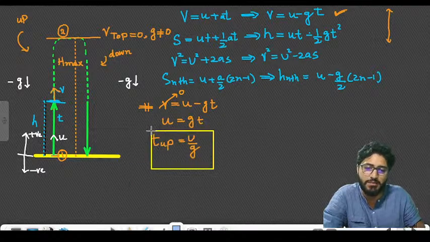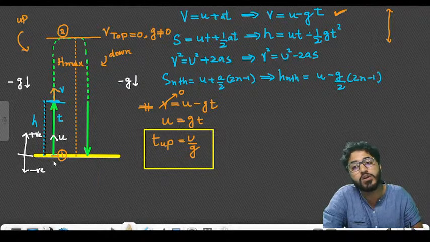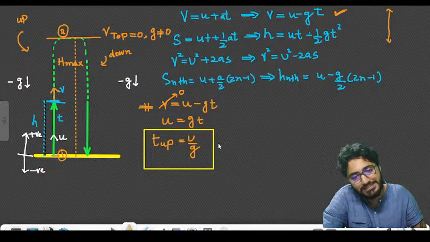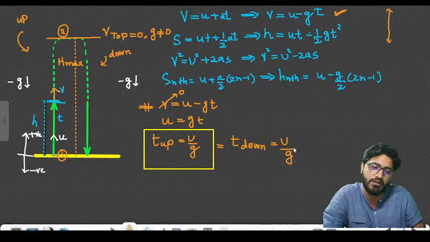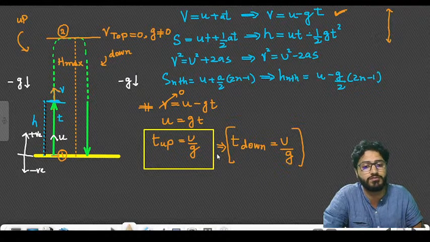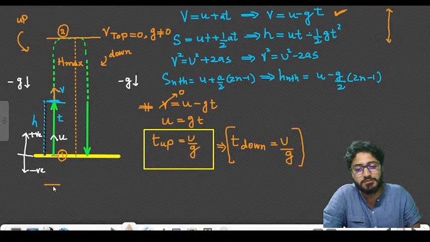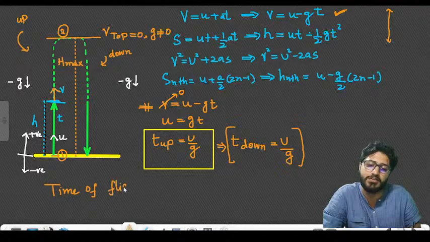So do you know what is time up? Time up means the time taken by your particle to go from 1 to 2. And surprisingly, this time is equal to t down. And t down is also equal to u by g. That means the time taken by your particle to go up is equal to the time taken by your particle to go down. So then what is total time? Time of flight. Time of flight means the time in which your particle is in the air.